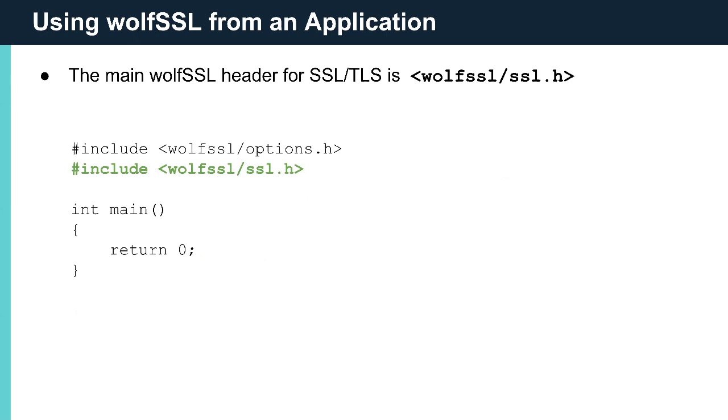After options.h, the first SSL header you'll want to use is wolfSSL/ssl.h. This is where most of our SSL API is going to be located, as well as some of our OpenSSL compatibility API.